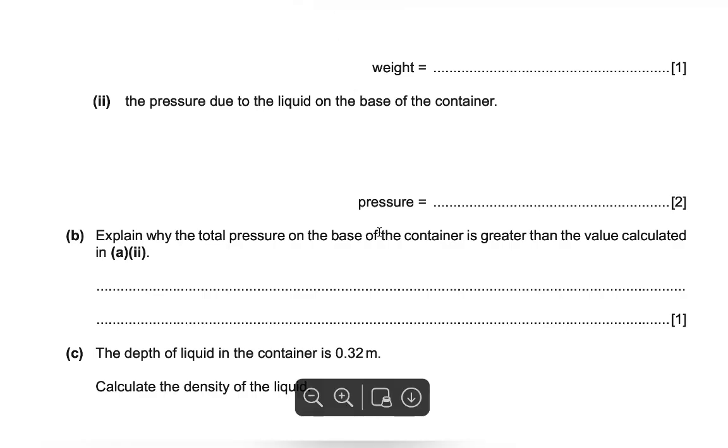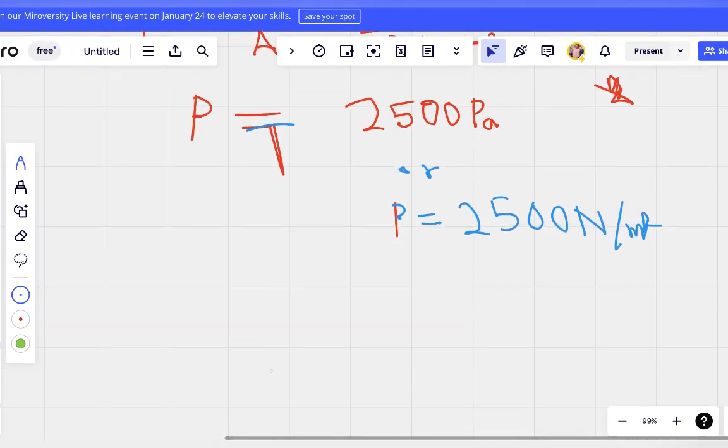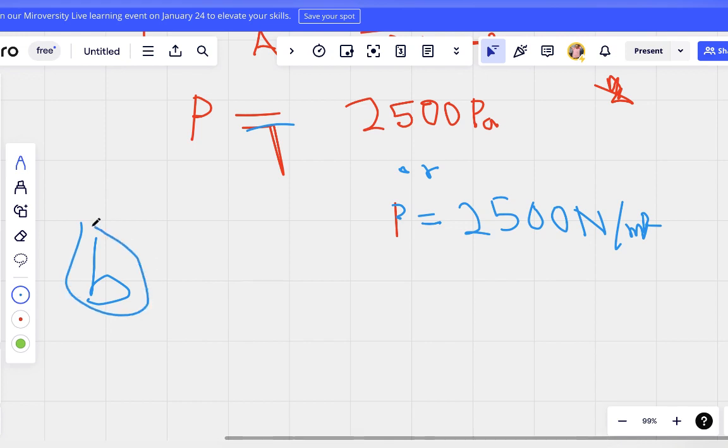Question 3B says, explain why the total pressure on the base of the container is greater than the value calculated in 3A. There could be only one reason why that will happen. The reason is because atmospheric pressure is also acting on the container. It's not only the pressure due to the liquid, but also atmospheric pressure. If you write that, you get the mark.